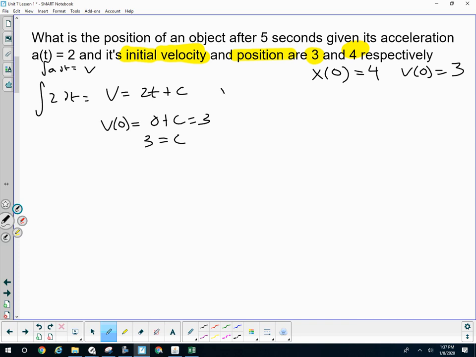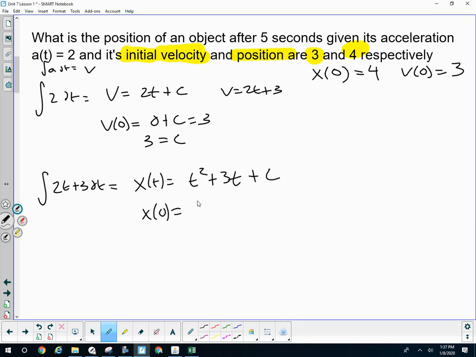Now I have my velocity function, 2t plus 3. I'll take the antiderivative of velocity to get position. That'll be t squared plus 3t plus c. x of 0 is 4. c is 4.